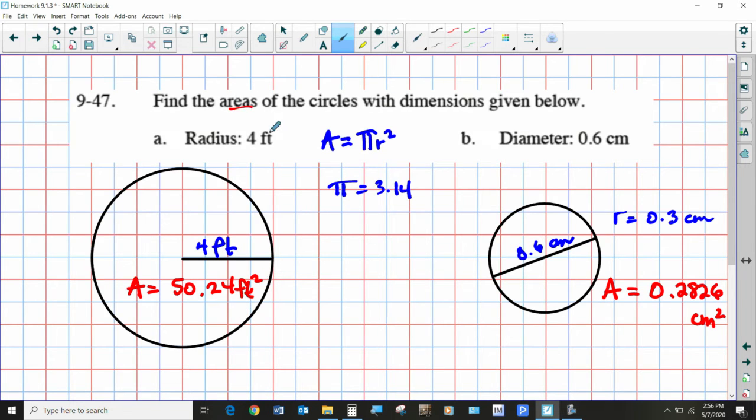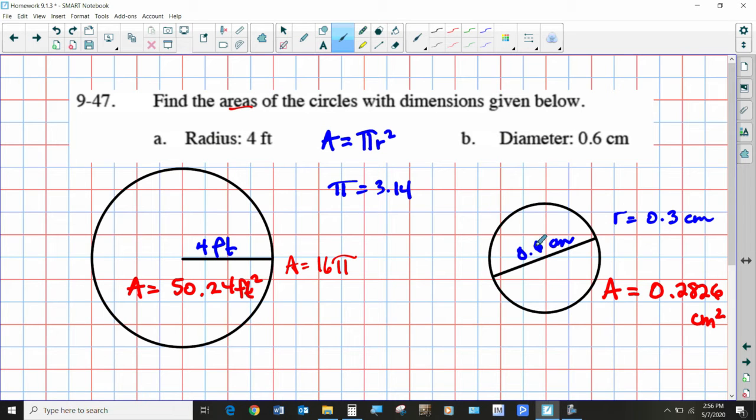Okay, find the areas of circles. Remember, the formula for area is pi r squared. Sometimes they give you the radius, so you just take the radius here, square it, so whatever 16 times pi is going to be the area of this particular circle.